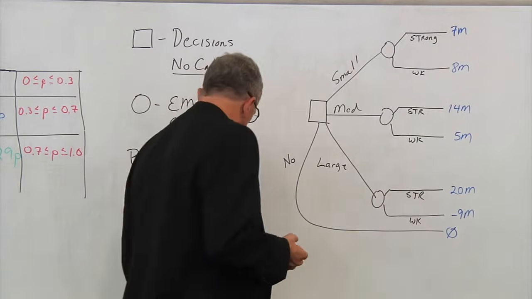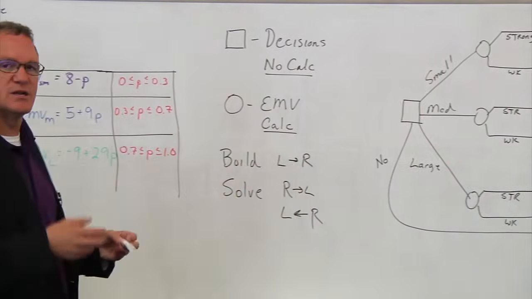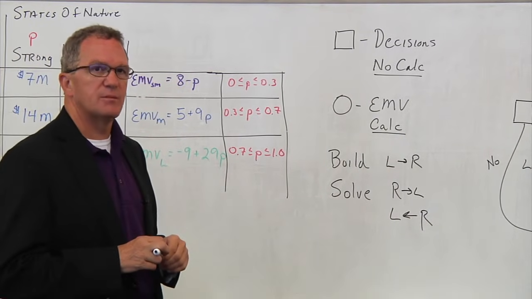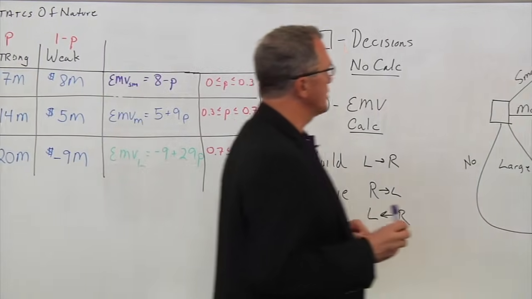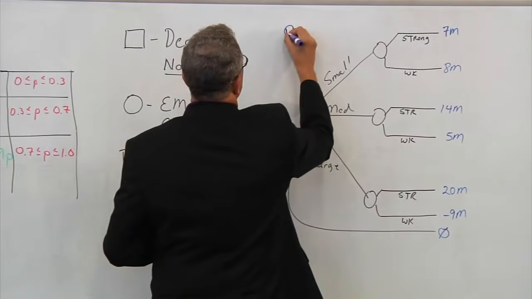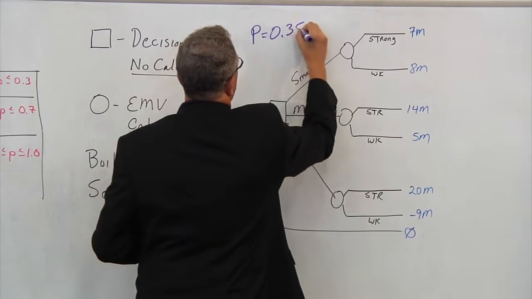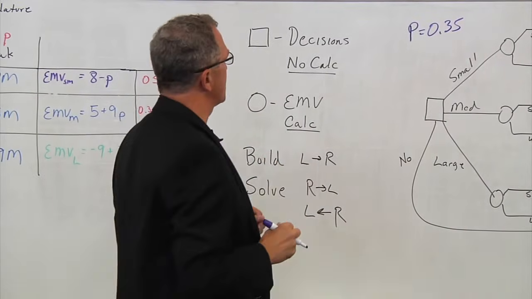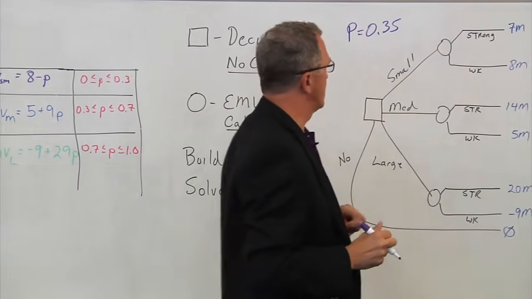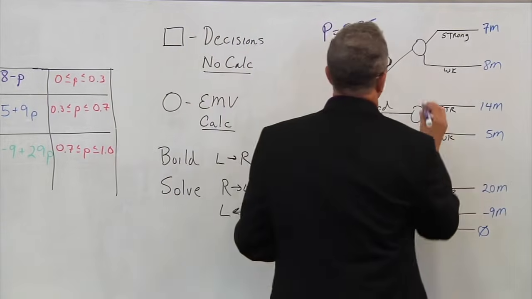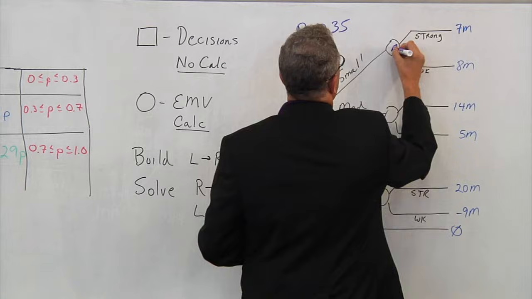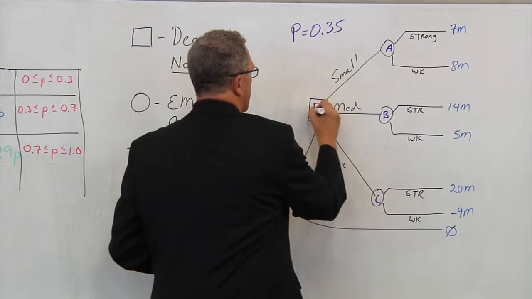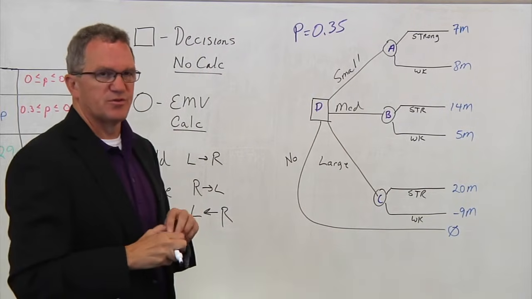Now we're going to solve this from right to left. To solve it, we need to know one thing, really. What is the probability of strong demand? Well, we're going to use this as the probability of strong demand is 0.35. 35% probability of strong demand. That means we need to figure out what is the expected monetary value here. The easiest way to do that is to label these. I would call this A, B, and C, and I'll call this D. So your nodes will need labels of some type.